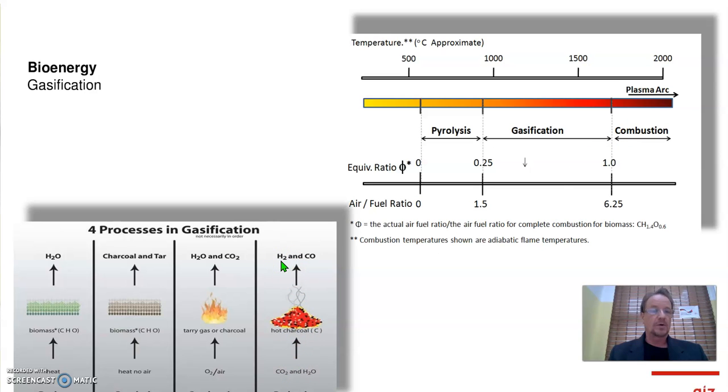Here you get H2, hydrogen, and carbon monoxide. This process is actually also used to get rid of hospital waste or chemical waste. Normally it is in the combustion, and then it will be filtered at the end.